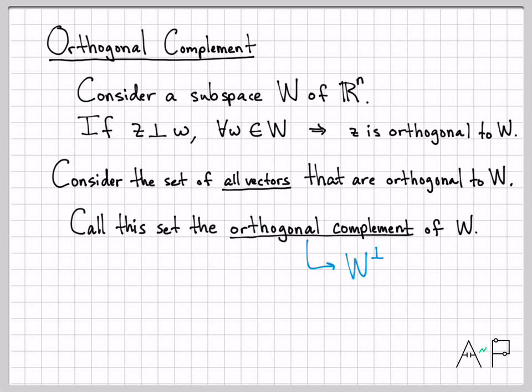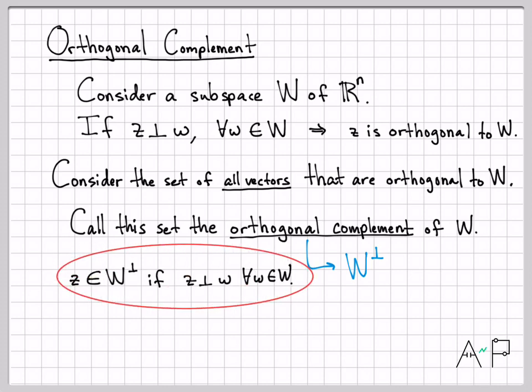We use this notation: W raised to that orthogonality symbol. So this itself is a set. We call it the orthogonal complement of W. And it has this property right here. Anything that I pick from the orthogonal complement is orthogonal to everything in W, right? So every vector z is in this set if z is orthogonal to all the elements of our starting subspace.